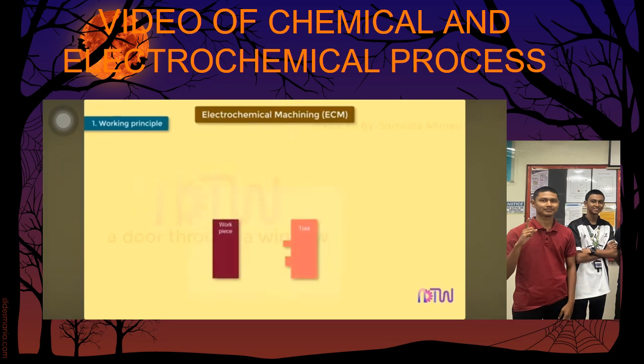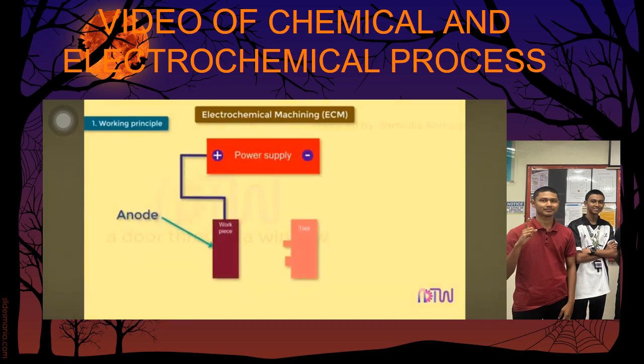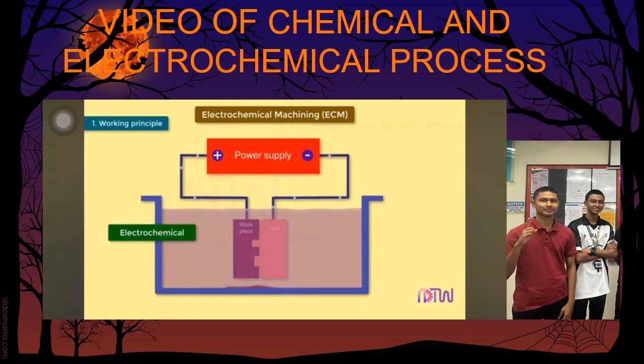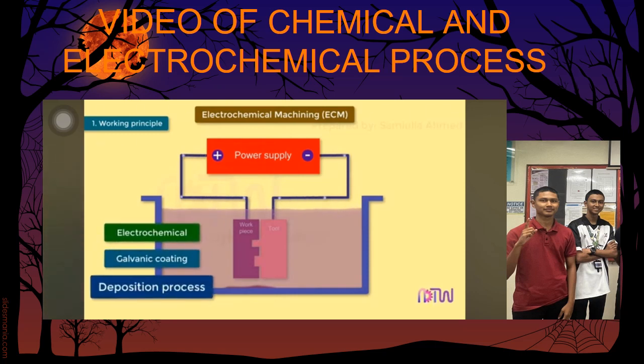Whenever the two electrodes, anode which is connected to the positive terminal and cathode which is connected to the negative terminal, are immersed in an electrolyte, such as NaCl, and voltage is applied across the two electrodes, the material removal from the anode starts. The anode and cathode are placed very close to each other without touching. In ECM, the material removal takes place at the atomic level, so it produces a mirror finish surface. ECM working is opposite to the electrochemical or galvanic coating or deposition process.